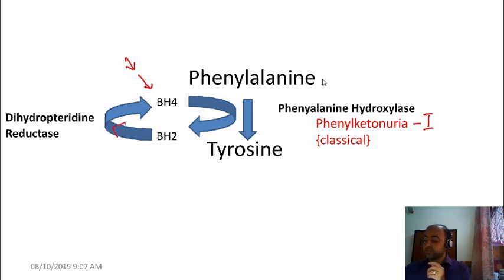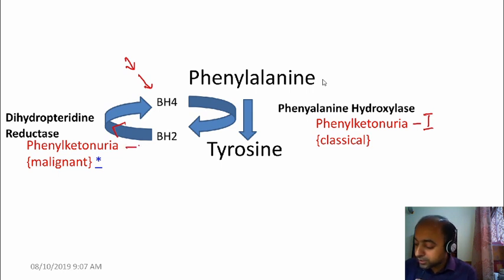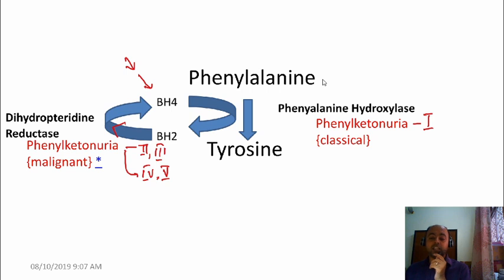There may be a defect giving rise again to phenylketonuria, but this phenylketonuria is the malignant type, nowadays further subdivided into type 2, type 3, type 4, and type 5. So basically, in the current scenario, PKU will be of 5 types. Type 1 is due to deficiency of the enzyme phenylalanine hydroxylase. Types 2 and 3 are related to biosynthesis, where the defect is in biosynthesis. Types 4 and 5 are related to the recycling.